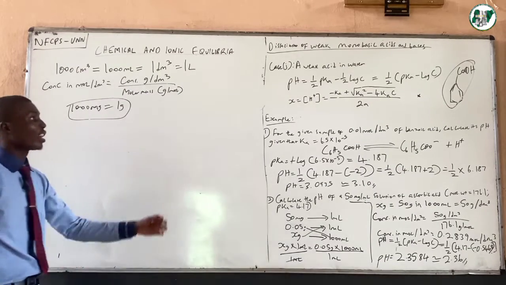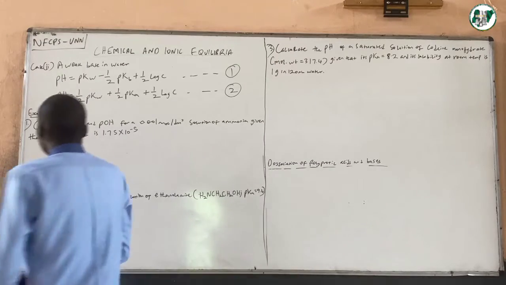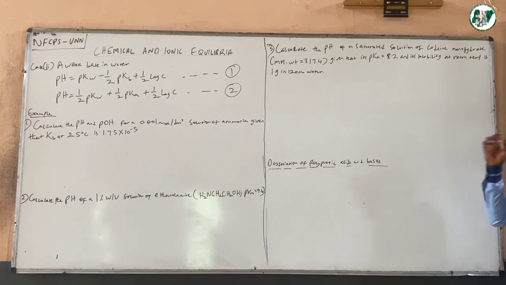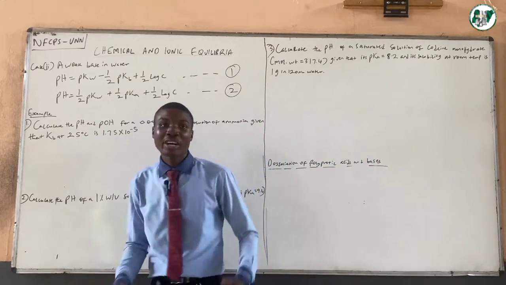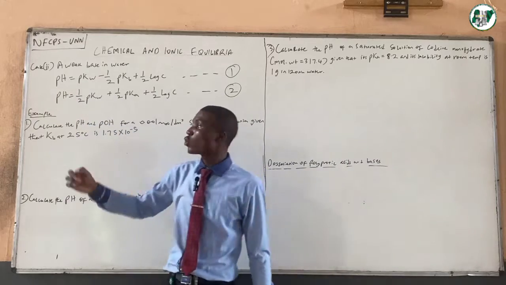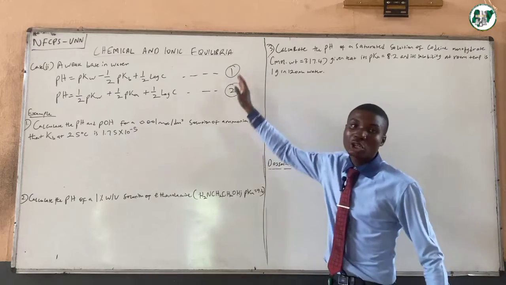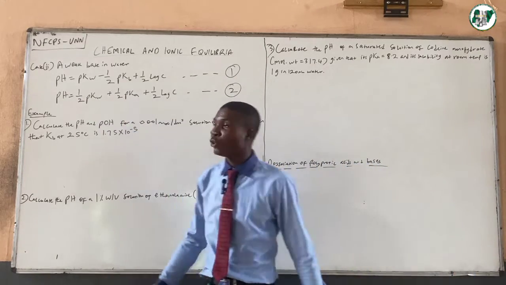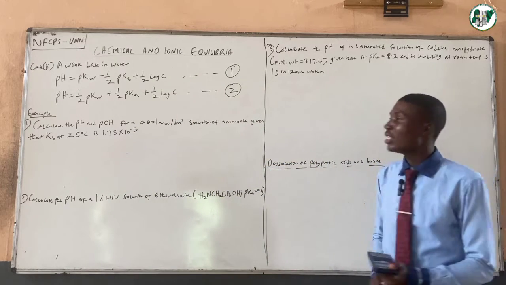So let us make progress and talk about the case of weak base in water. All right, so we are going to be considering a second case, a case of a weak base in water. What we have here are two formulas that you can use to work on weak bases in water. We have pH equal to pKw minus 1 over 2 pKb plus 1 over 2 log C. That's one equation you can use for weak base in water. Another equation you can use is pH equal to 1 over 2 pKw plus 1 over 2 pKa plus 1 over 2 log C. What's the difference between these two equations?